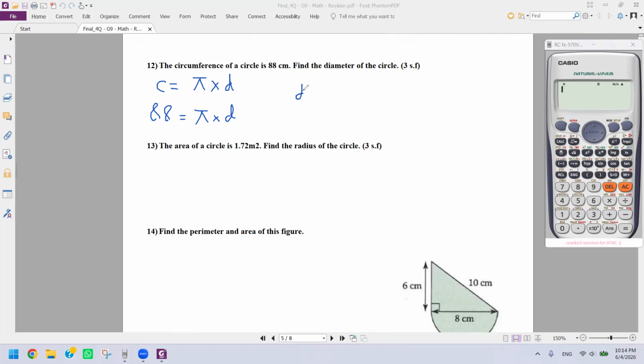Let me write it down for you. The answer should be three significant figures. 88 over pi. 28.01, so 28.0. You can write it as 28. Did they give any units? Yes, centimeter.